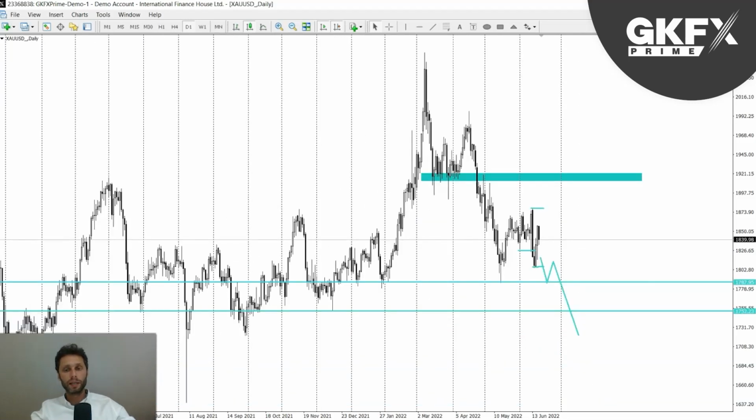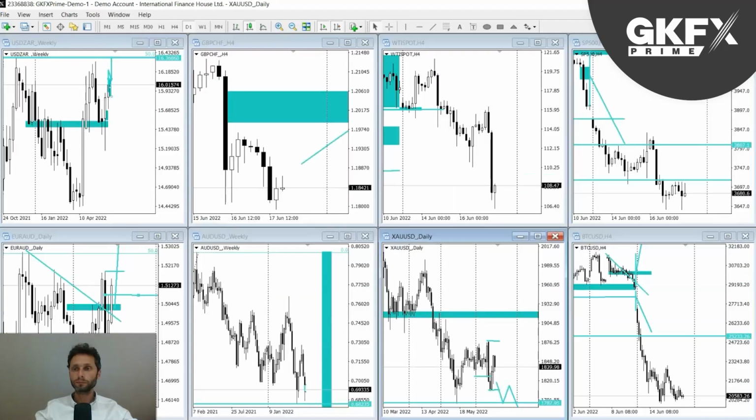So the probabilities are not great on this gold setup at the moment, but I'm going to have to keep in mind, going to have to be flexible, particularly in this situation, and I'm going to lean towards the short here. So I do favor the short. So that's gold.